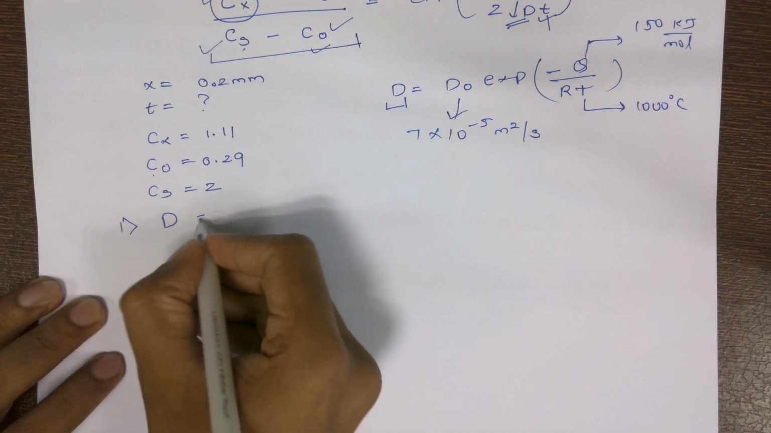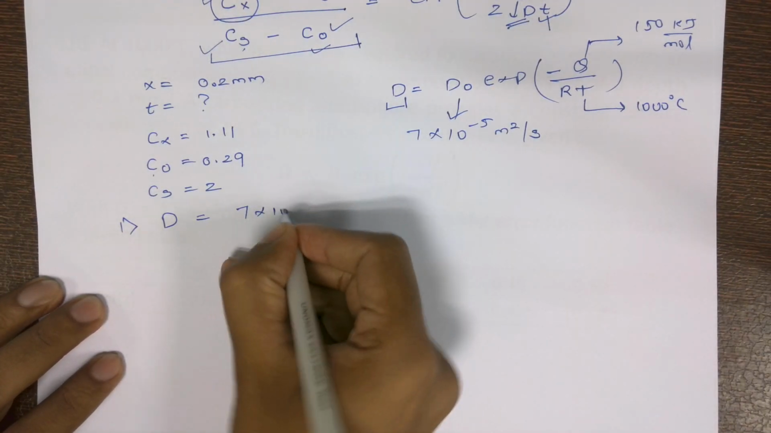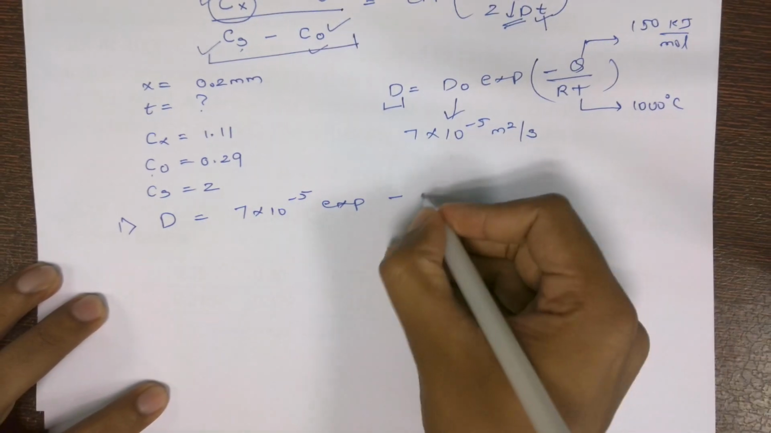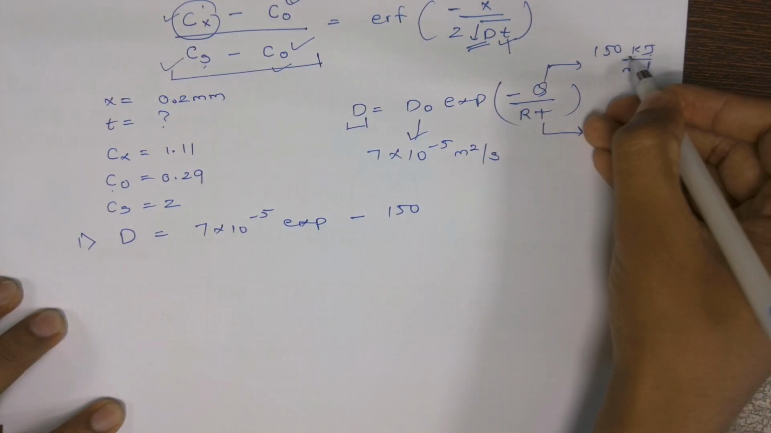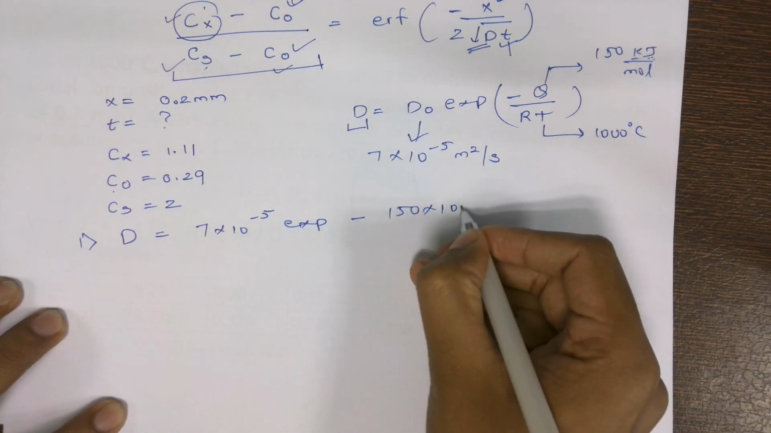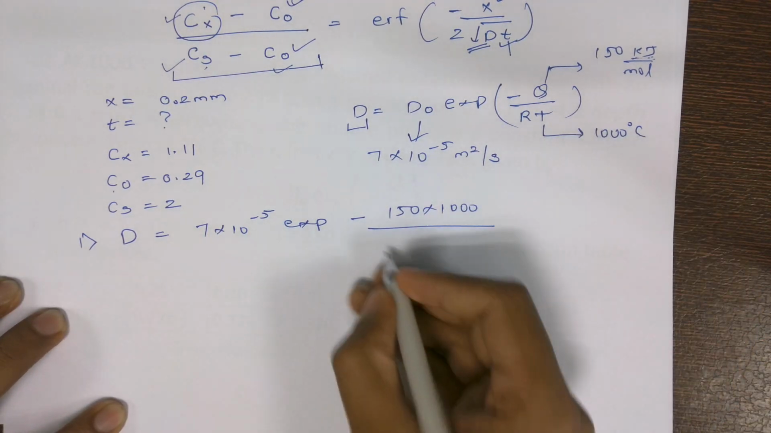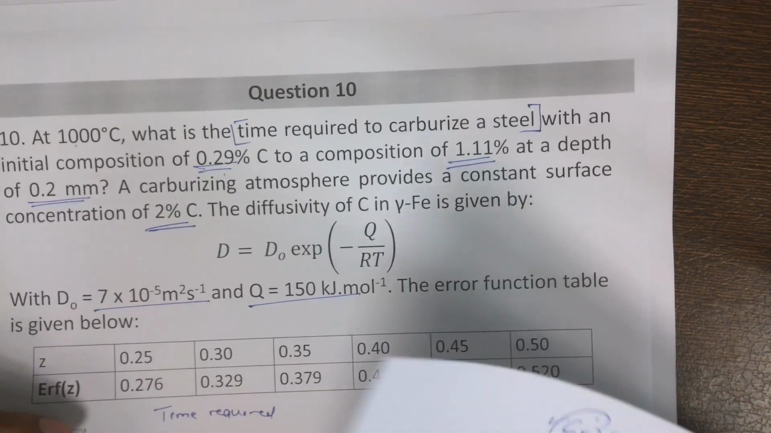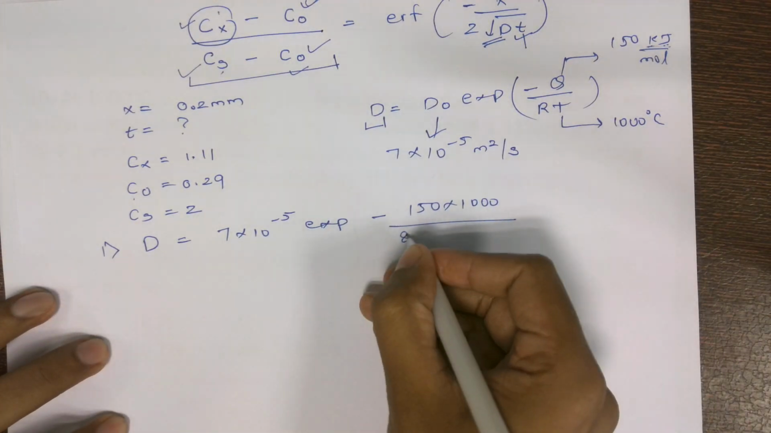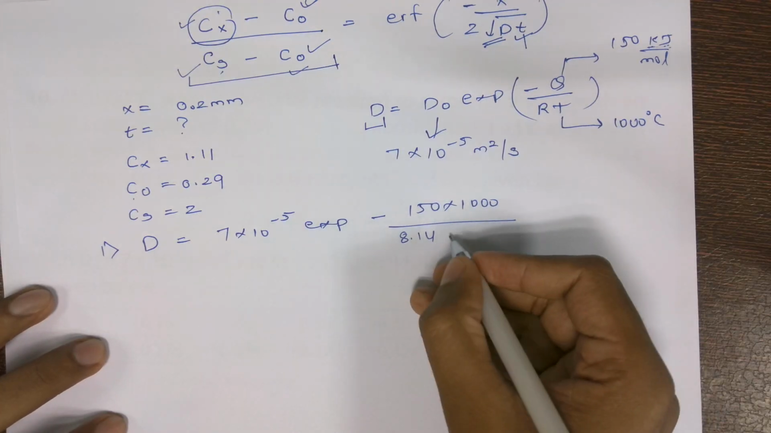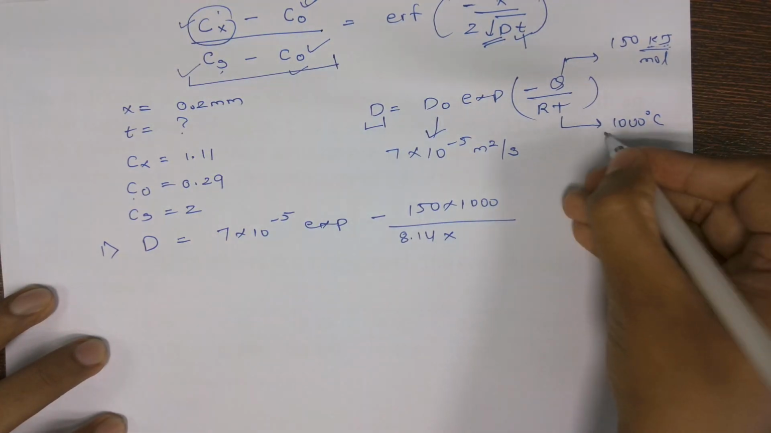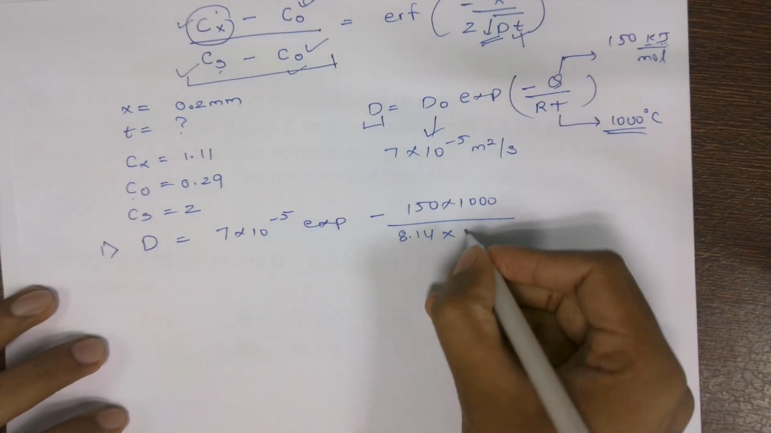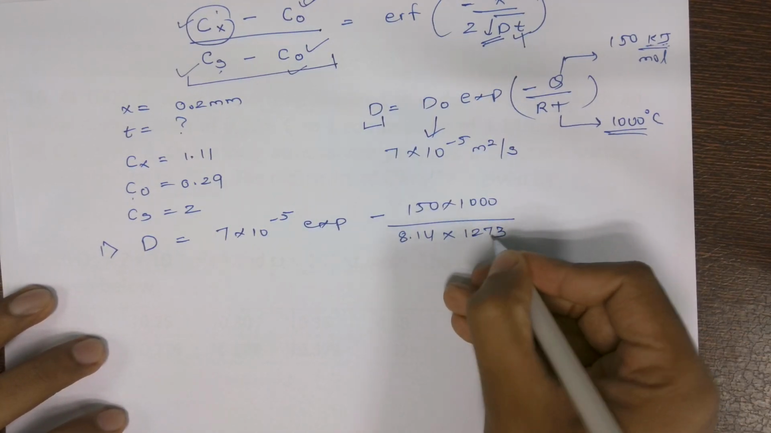D is equal to D naught, that is 7 into 10 to the power of minus 5, exponential of minus Q, that is 150. Again, it's in kilojoules, so I will convert to joules, divided by R. The value of R should be given and the unit should also be there. If not, we'll take 8.14 joule per mole Kelvin, multiplied by the temperature. We will always prefer Kelvin. So 1273 Kelvin.